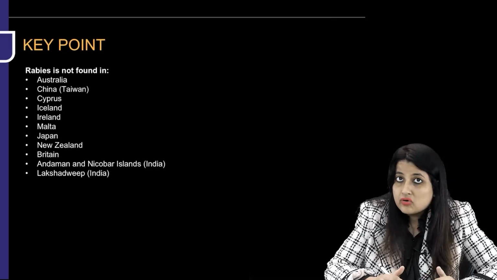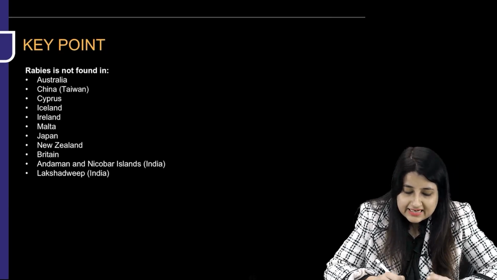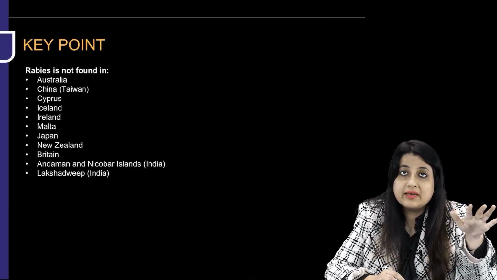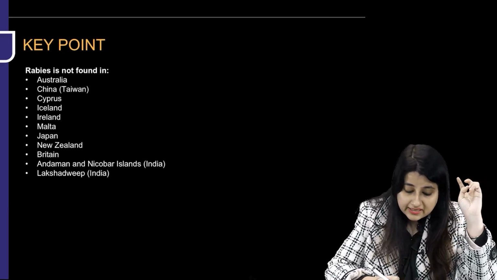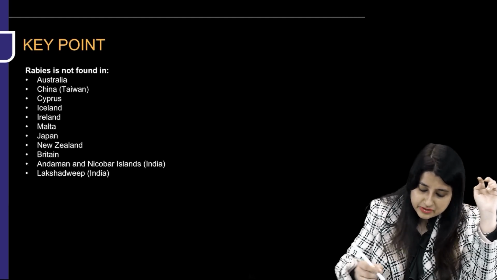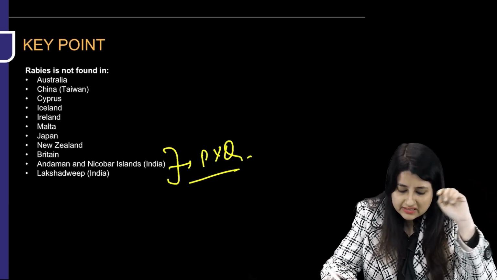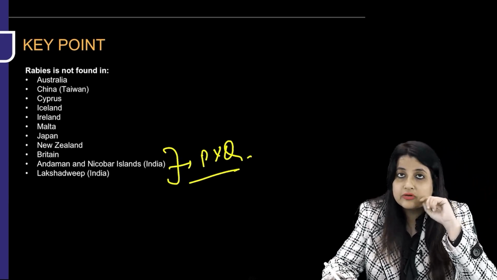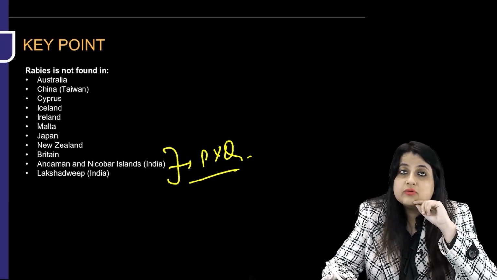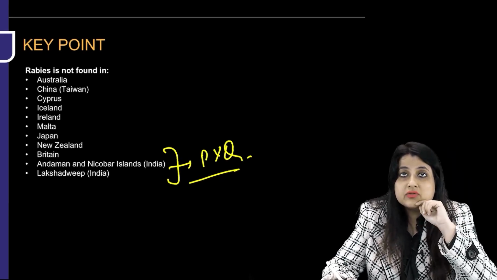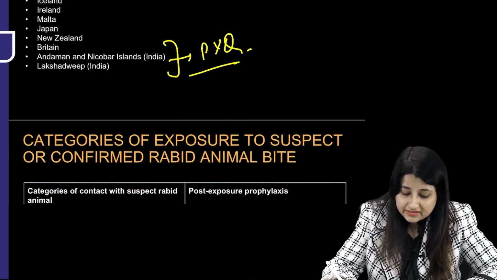Is rabies not found at certain places? Yes, any place which is bound by water, we don't find rabies. Australia, Cyprus, Iceland, Ireland, Malta, Japan, New Zealand, Britain. This one, please remember, is a PYQ. In India, it is not seen in Andaman, Nicobar Islands and Lakshadweep. And also, Goa is one of the places in India which is going to be declared rabies-free very soon.